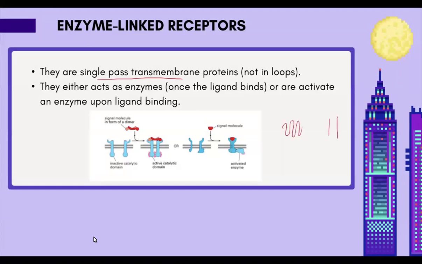And so what they can do is when the ligand binds to them, they can either form a dimer, which is this, and I'll get into details about what that is. And once they bind together, they can have enzymatic activity, or once the ligand binds, they can activate a nearby enzyme. And that's what enzyme-linked receptors are.